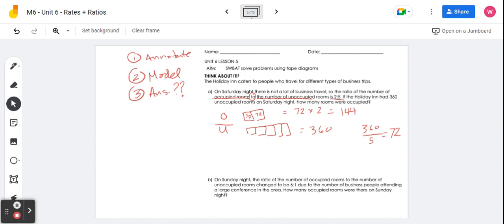So how many rooms were occupied? 144. Did we annotate? Check. Did we have a model? Check. Did we answer the question? How many rooms were occupied? Yes. Check. Bet. Let's move on to the next one.